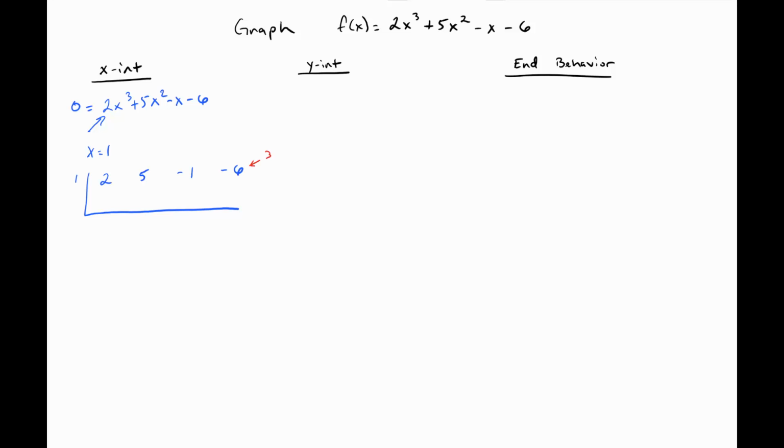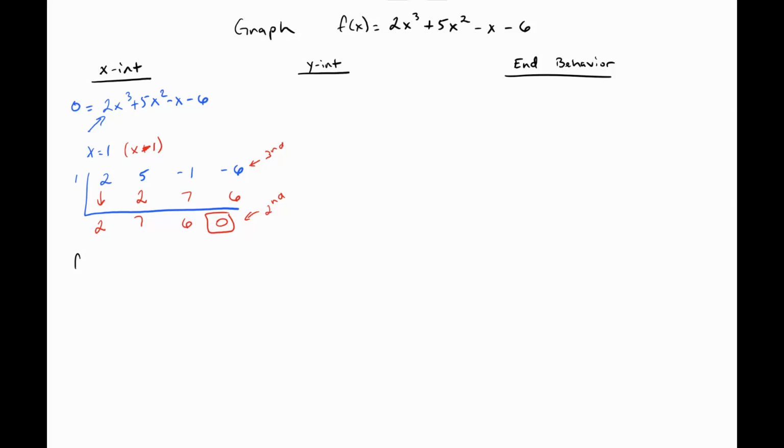Again, this is a third degree polynomial. So once I divide by, really remember I'm dividing by the factor x minus 1, I'm going to have a second degree polynomial, which I should be able to factor or use the quadratic formula. And there we go. I've confirmed that this is in fact a factor, or a zero.